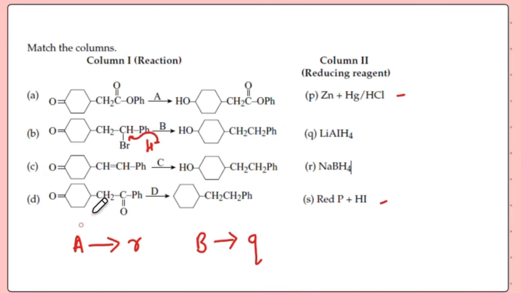Now let's check for C. The ketone is reduced to alcohol. So either it has to be sodium borohydride or lithium aluminum hydride. But look at this double bond. It is in conjugation with the phenyl group, right? It is not isolated. That means what? It can undergo resonance with the pi electron cloud present in the benzene. That means this will also get reduced, meaning it is lithium aluminum hydride. So C is also matching with Q.